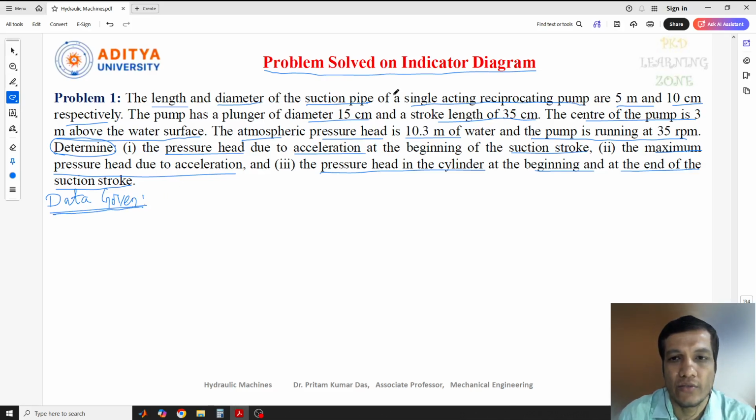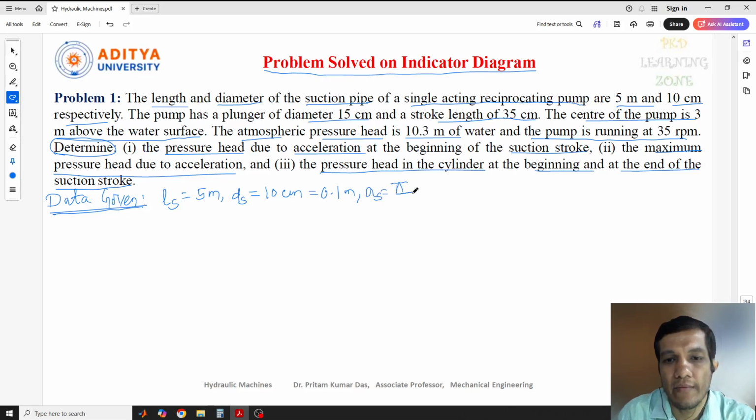So in the data, first line you can see the length is given, length of the suction pipe. So that I will mark as LS. So LS is given 5 meter. Then diameter is given. Diameter is DS. So DS is given 10 centimeter. So 10 centimeter we can convert into meter. That is 0.1 meter. So diameter of the suction pipe is given, which means we can calculate the area of the suction pipe. So AS, area of the suction pipe.